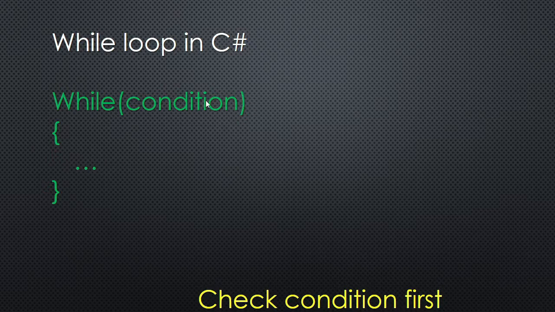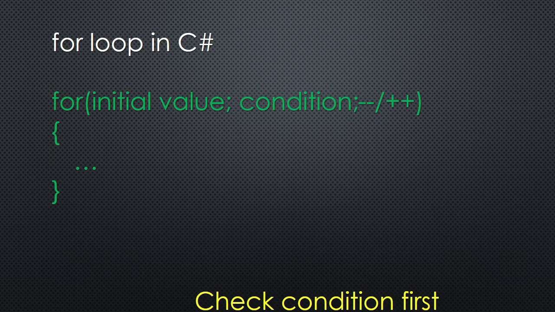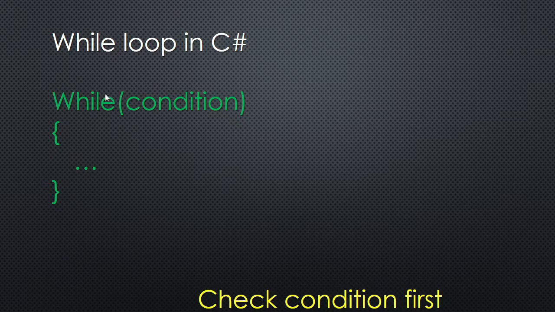So after the parentheses, I have to open and close the curly brackets, and inside the curly brackets, I can write the code here. And it's important to mention that in for loop, the compiler will check first the condition, and then if it is satisfied, the code will be executed. And same in while loop, the compiler will check this condition. If it is satisfied, so the compiler will execute the code.